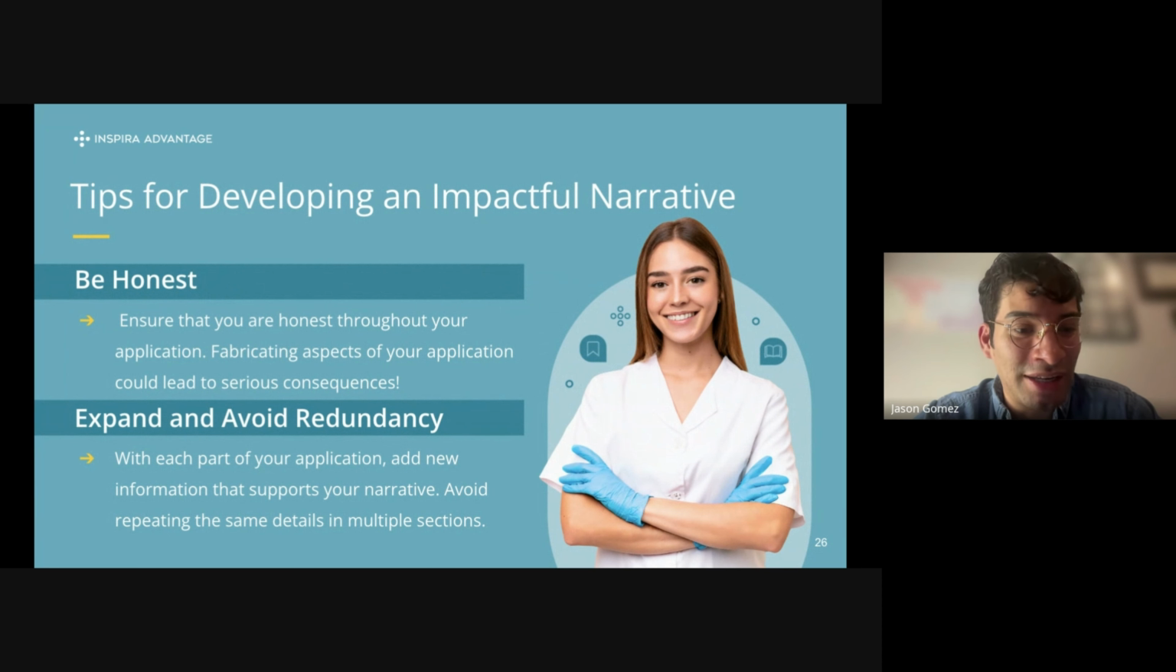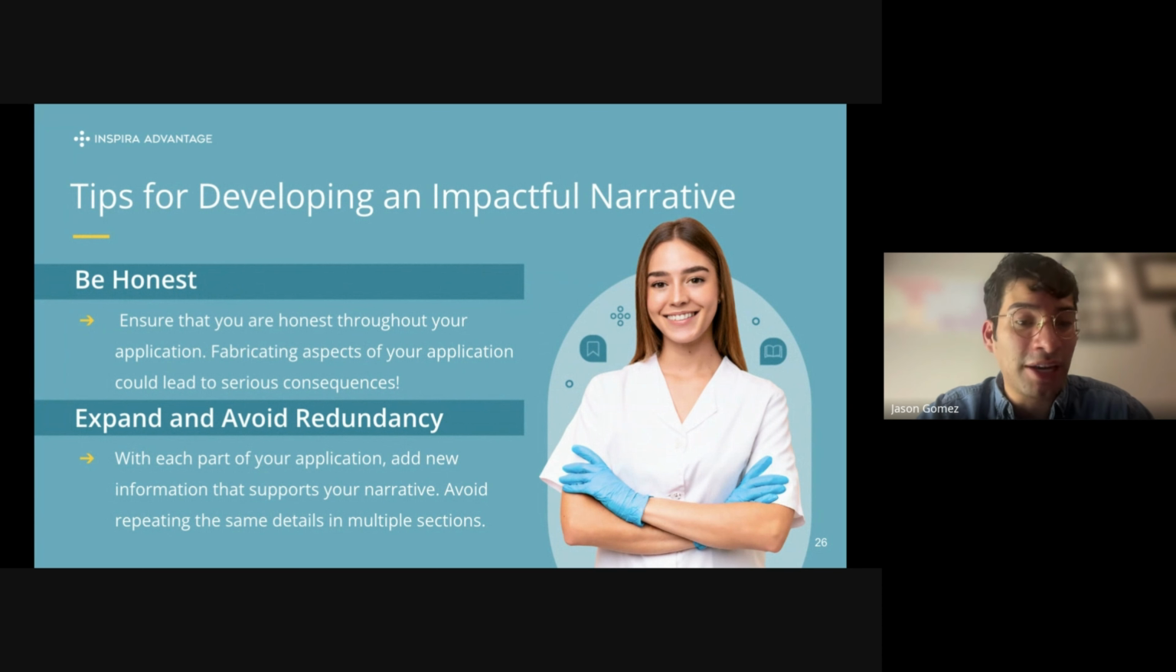And the other piece is, you want to have a cohesive narrative, but you do not want to repeat information or repeat stories or tell the same narrative without demonstrating it in different ways. And so with every part of your application, you want to add new information. So that means that for your personal statement, even though you can talk about some of the activities on your activities section of the MCAS, you want to talk about them in a different way than you do in the activities section, than you do in your most meaningful essays, than you do even in your secondary application.